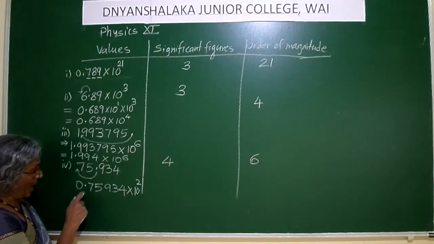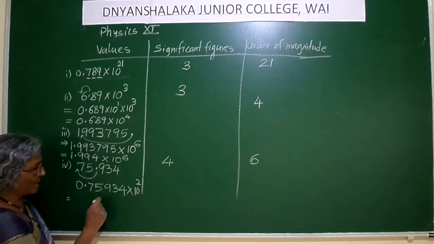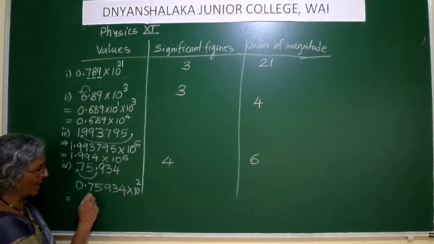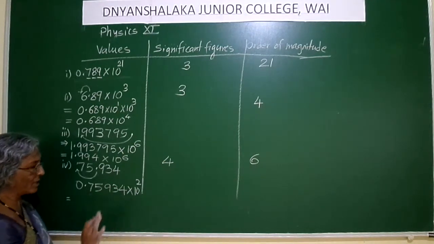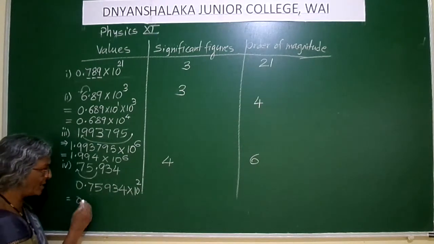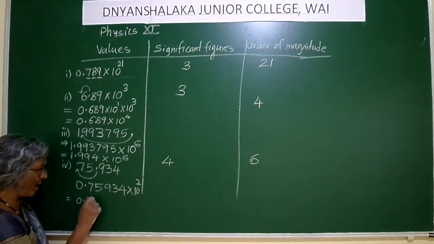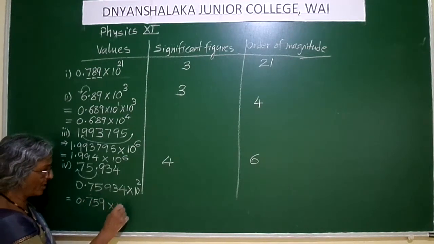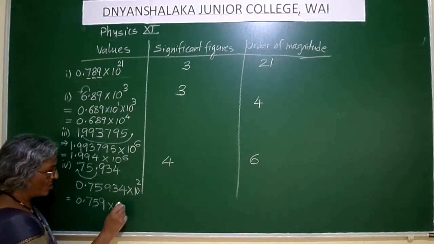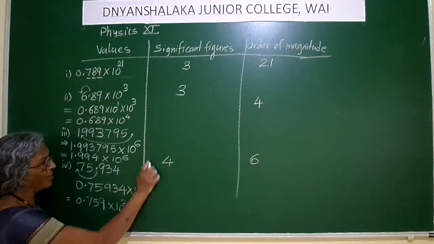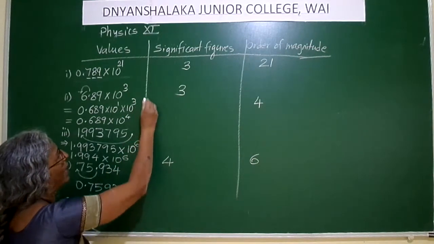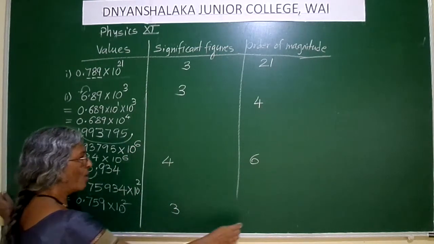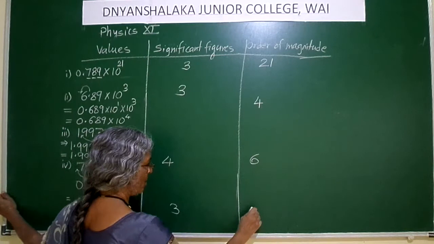This value now I can write as 7, 5, okay, 9. I can take this, and these are the uncertain digits. So I will write it as 0.759 into 10 raised to 2. If I have rounded that up, significant digits will be 3, order will be 2.